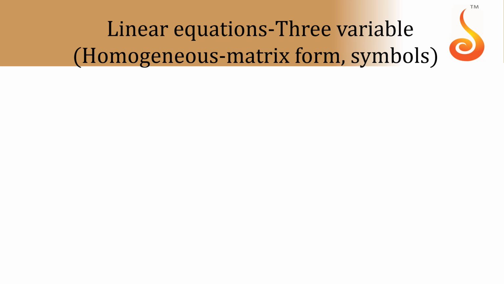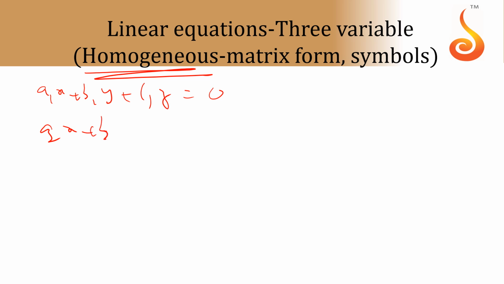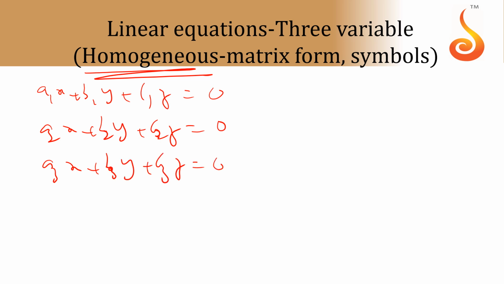Then homogeneous equations, very simple. Homogeneous means all three planes pass through the origin, so there is no chance of having no solution. The system is AX equal to a null matrix. That's all.